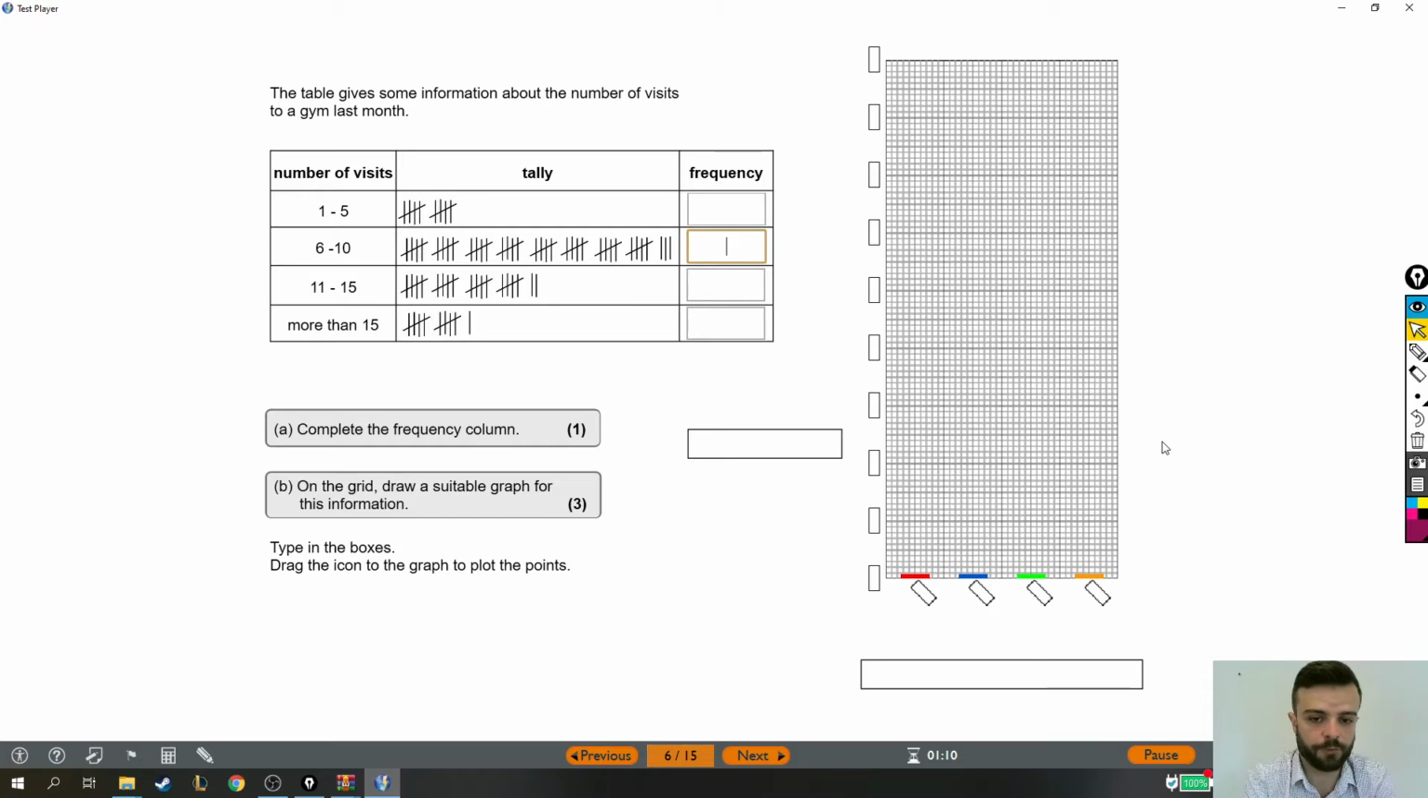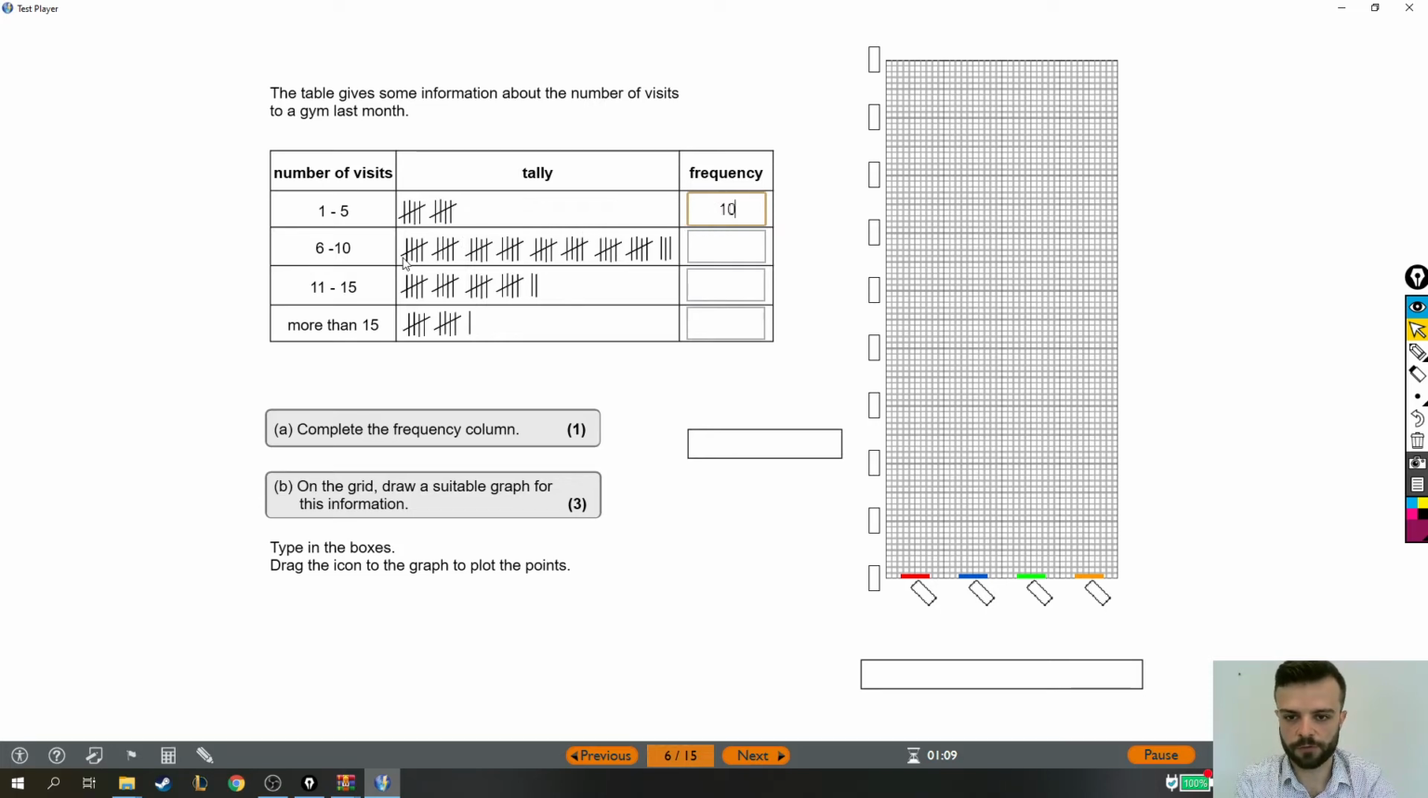Part A says complete the frequency column, then in a minute on part B, we're going to need to draw a graph for that information. Now to complete the frequency column, we're just going to work out what the tally represents. So each of these blocks represents 5, so that's 5, 10, so the frequency is 10.